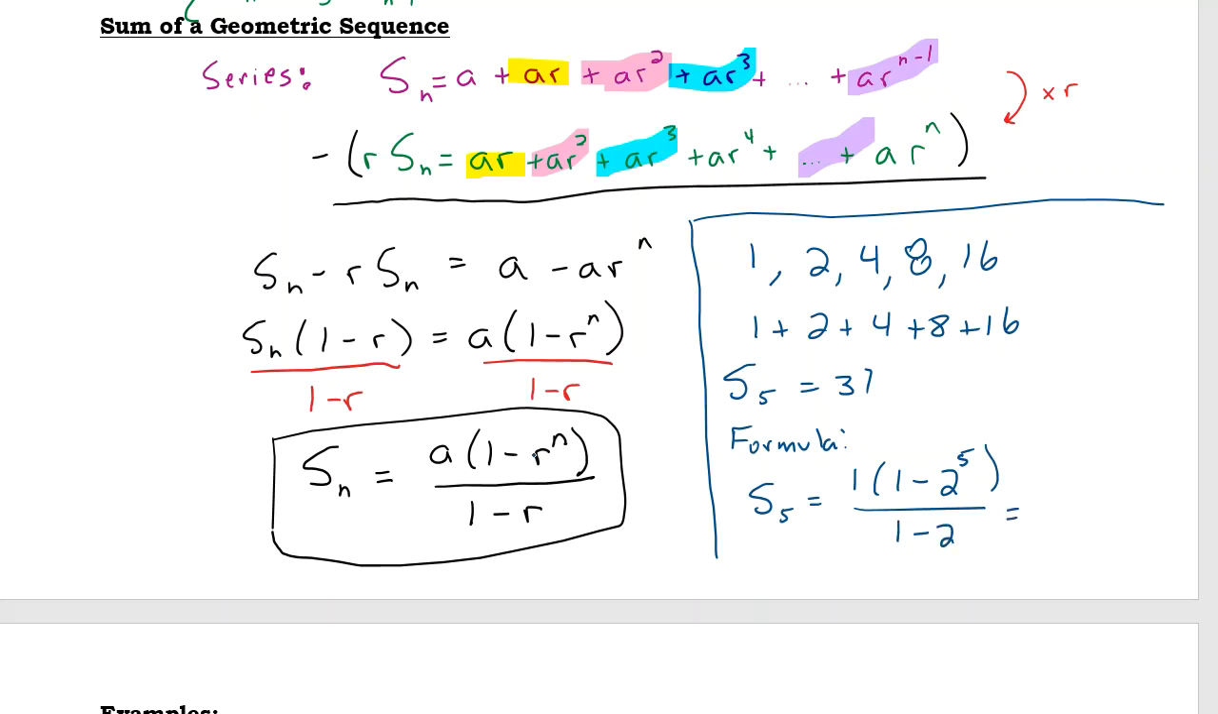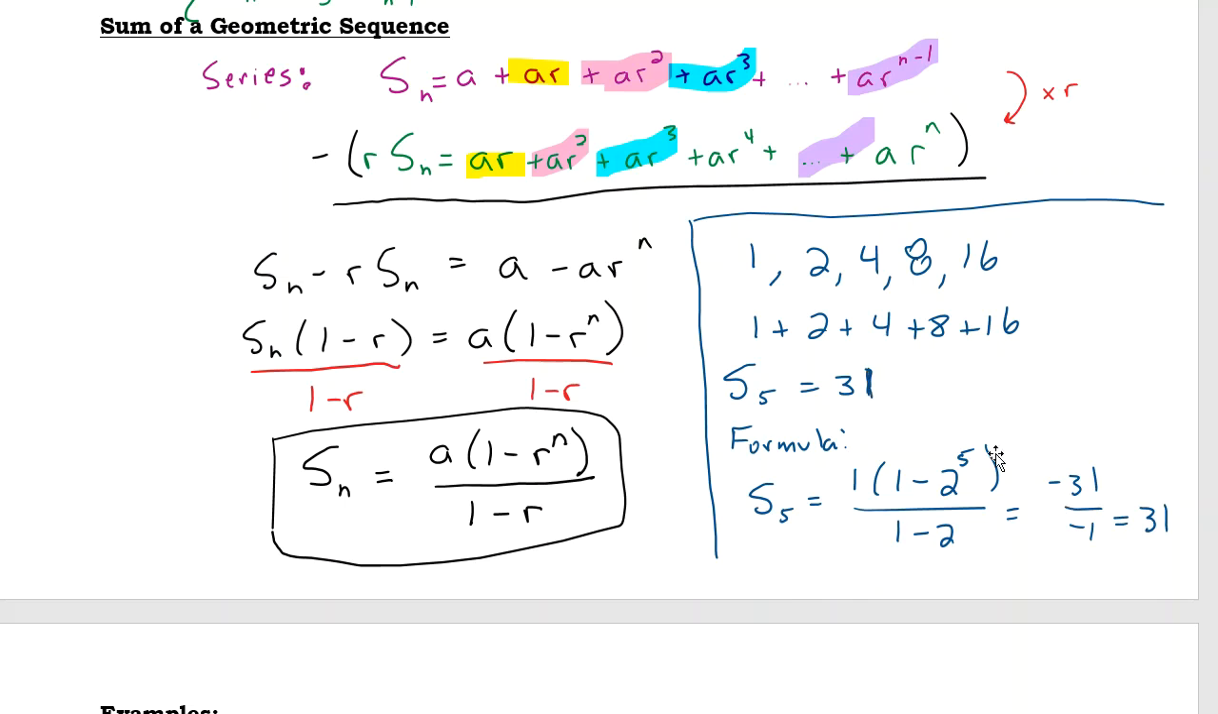All right, what do we get here? Well, in the parentheses, we get 1 minus 32. 2 to the 5th power is 32. So that's negative 31 over negative 1, which is, ta-da, 31, which is the same thing we got here, 31.